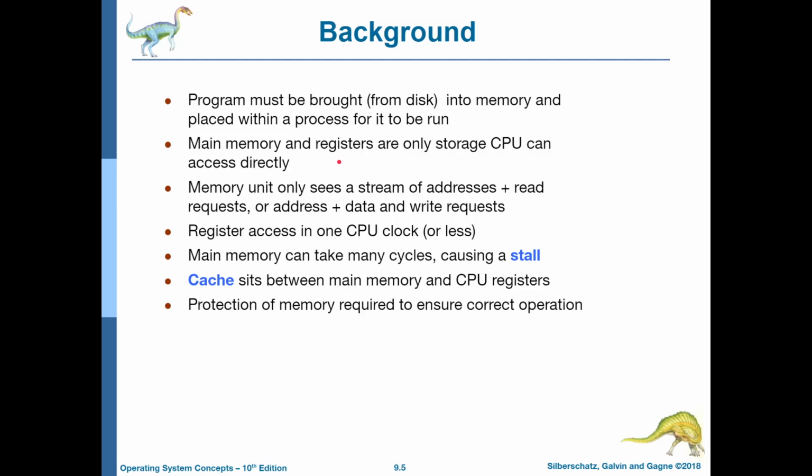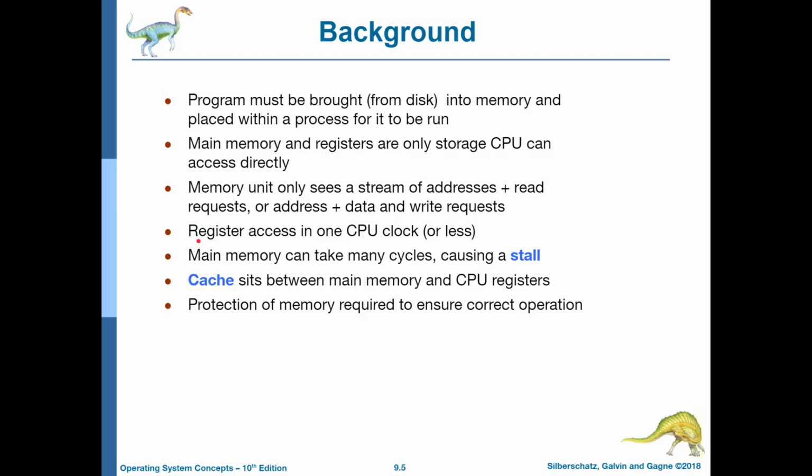Now, the way the CPU works with main memory is basically through two operations. One operation is the read request, where an address is put to main memory and a read request is sent. Then data is given to the CPU and put into a register. The second operation is a write request, where the address to memory and the data that's to be written are given to the memory unit, and the write request is given.